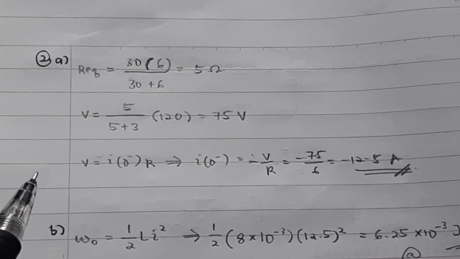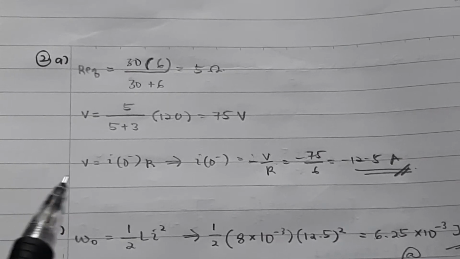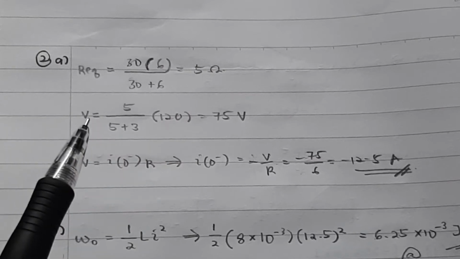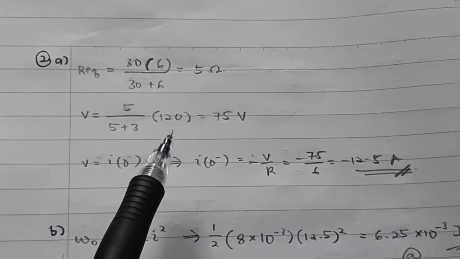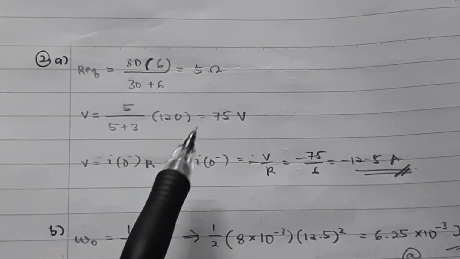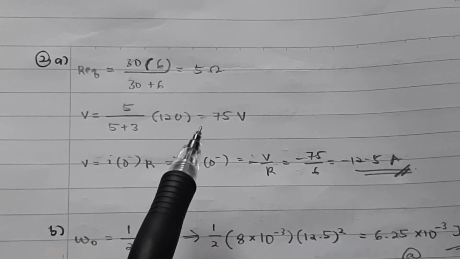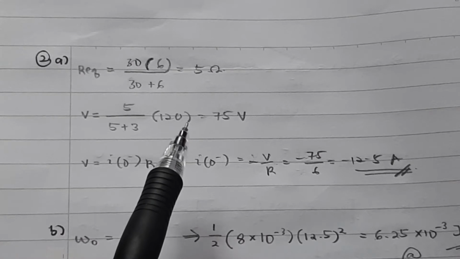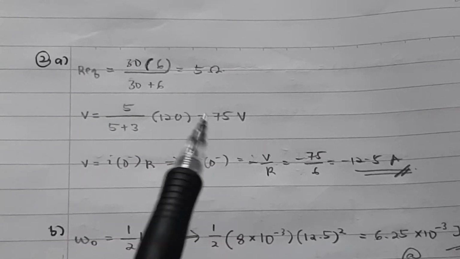After that, we need to use the voltage division to find the voltage drop across the parallel resistor. So V is equal to 5 over 5 plus 3 times 120. This 120 we can find in the picture, the value given by the power source is 120 volt. So we calculate this and then we will get 75 volt.